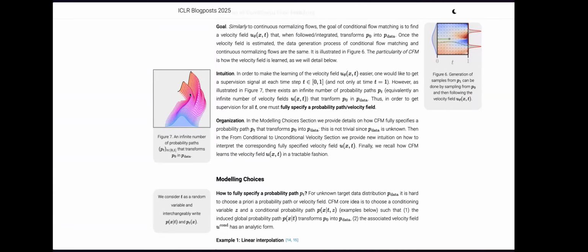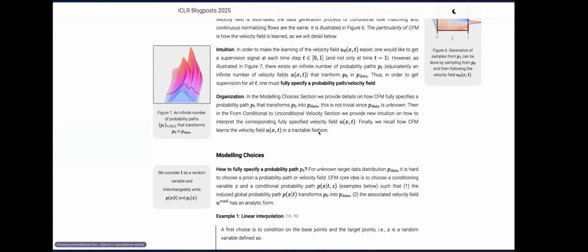All right, this graph is basically showing us that even if the initial base and final target are the same, you can have multiple probability paths. So we need to specify what kind of probability paths we are interested in. Okay.